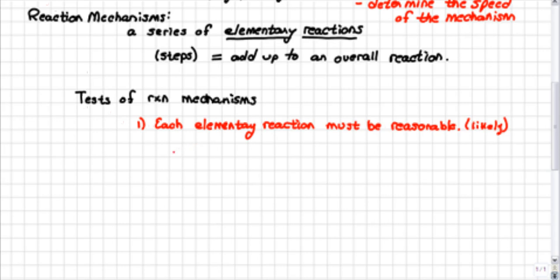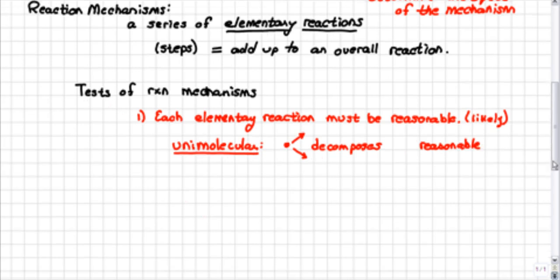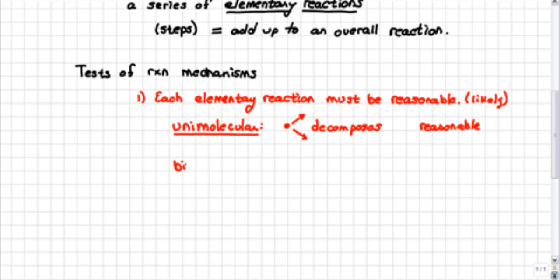For example, we could consider a unimolecular reaction. A unimolecular reaction is really a decomposition reaction where some molecule decomposes into other pieces. This is something that can actually happen. A molecule can absorb a photon of light and spontaneously break up into separate pieces. Unimolecular reactions are quite likely and are reasonable. It's reasonable to think that a unimolecular reaction could occur. Another possible reaction would be the bimolecular reaction.